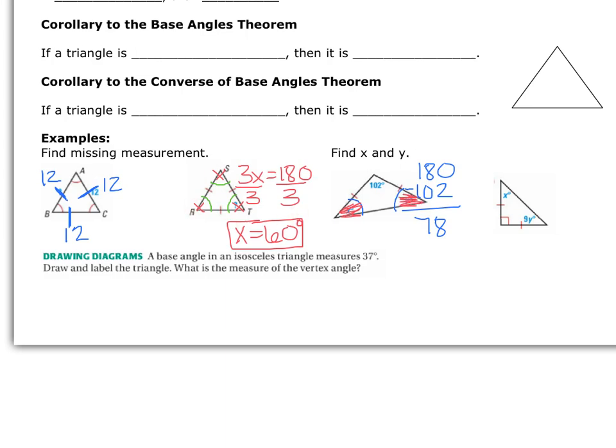Well, 78 is for both of these angles that are the exact same measure. So just like we did here, we divided by 3 when there were 3 equal pieces. Now we have 2 equal pieces, so we're going to divide by 2. So each piece here is 39. So x is 39 and y is also 39.